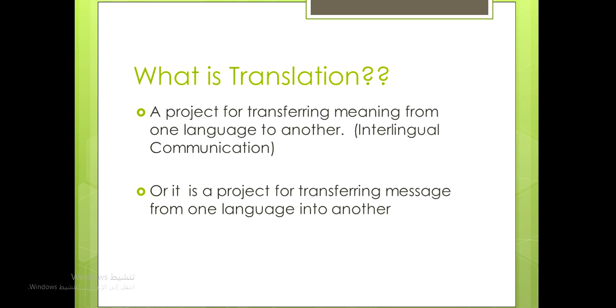If we start by the question, what is translation? Actually, there are different definitions of the term translation by different theorists and translators. Here is a general definition, which is a process for transferring meaning from one language to another. And we can call this definition interlingual communication, since we are dealing with two different languages, the source language and the target language. Or it's a process for transferring a message from one language into another.